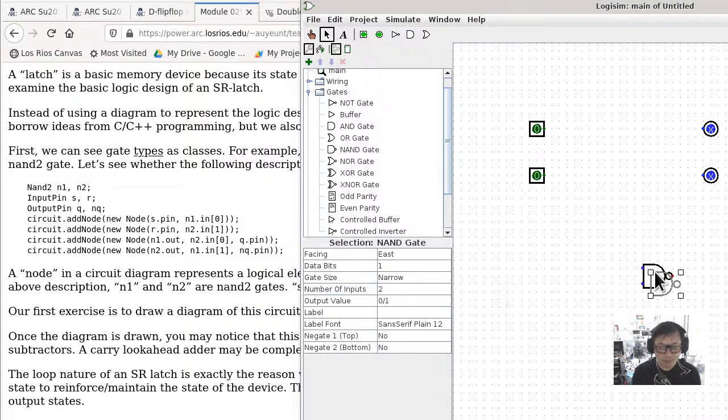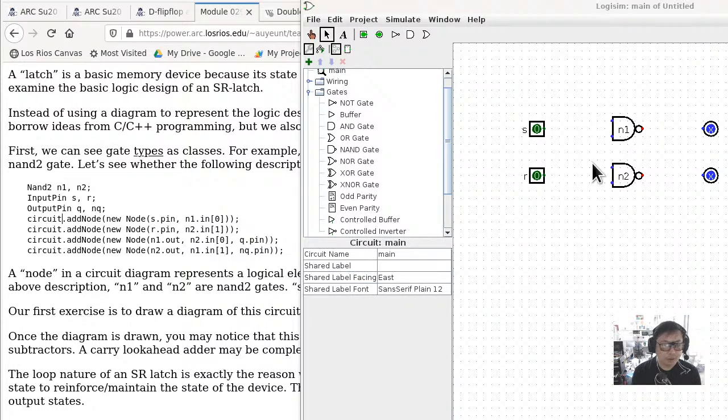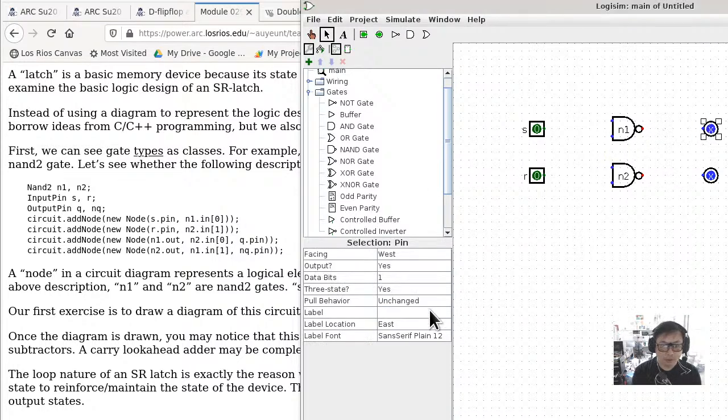So here's one, here's another one, and they are named in the code here. So one is N1 and one is N2. I'm doing this just to show you, from the text description, there's an equivalent Logisim representation. The 2 input pins, one is called S, and I'll tell you why it's labeled S, and the other one is labeled R. And then the output pins, one is Q and the other one is NQ, which is actually just not Q. So one is Q and the other one is NQ, like so.